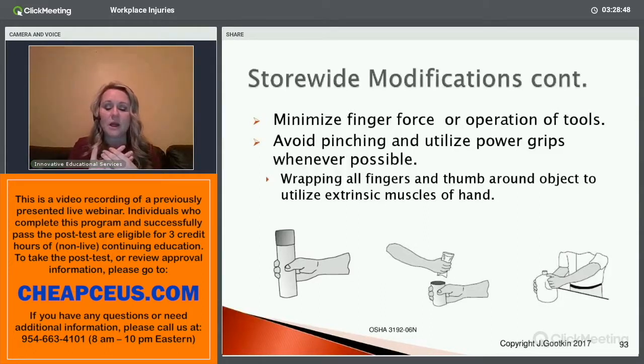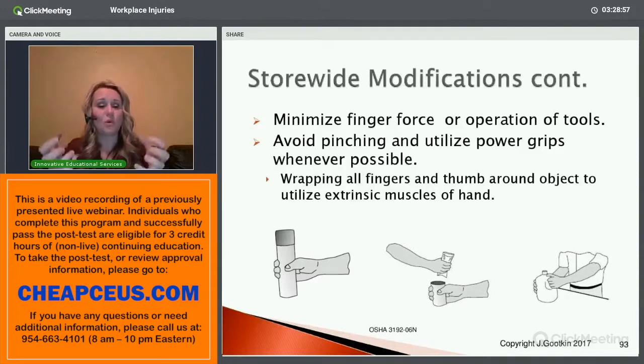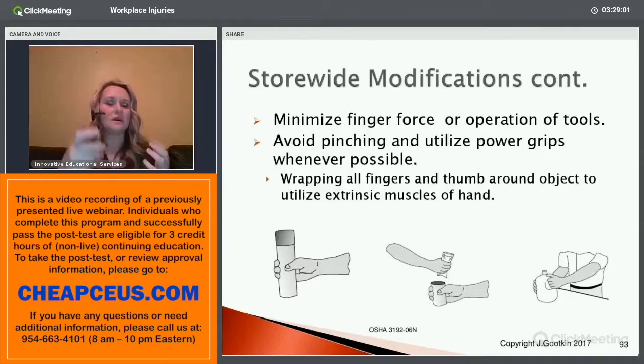We want to think about contact stress on the hands. Make sure that we are altering it when someone's not squeezing too hard. Again, if they're holding a particular object over time, think of a pricing gun.